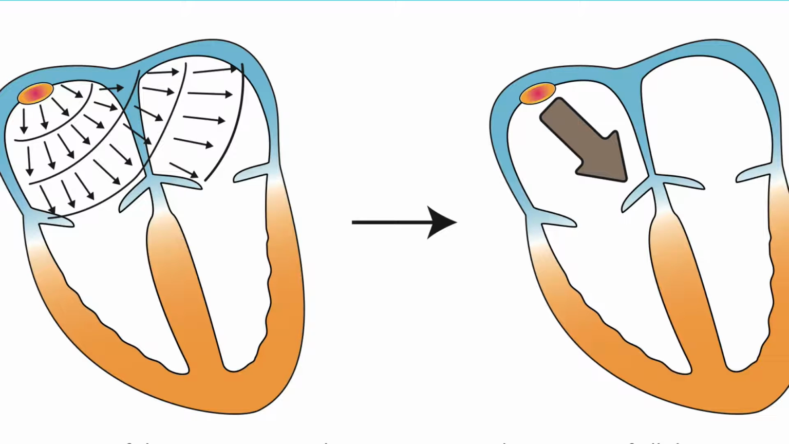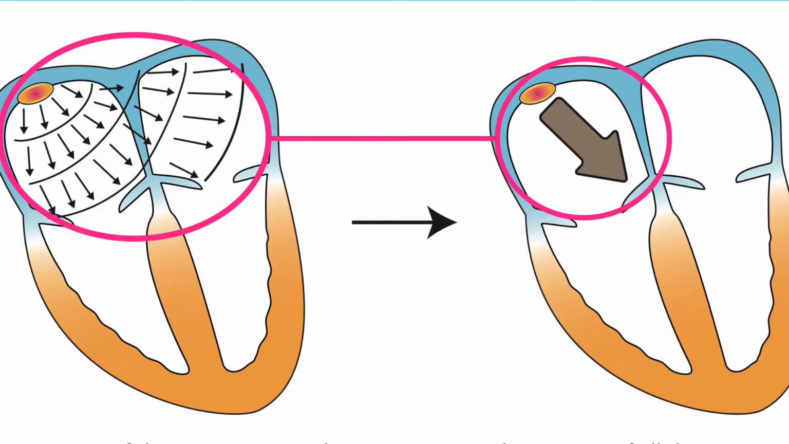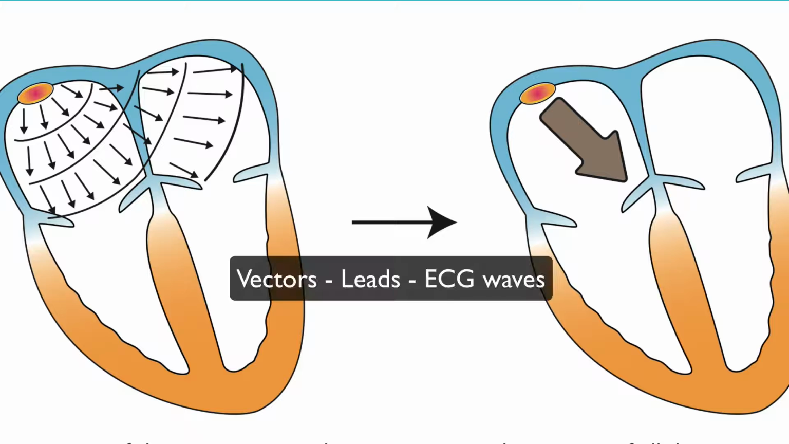It's very important to understand this concept, so let's repeat it once again. In any given moment during the cardiac cycle, the electrical vector is the average direction of all the electrical currents which spread through the myocardium. So this is the average direction of the activation during this phase in the cardiac cycle. Now, the reason why vectors are so important is because they relate to the understanding of the ECG leads and the ECG waveforms.